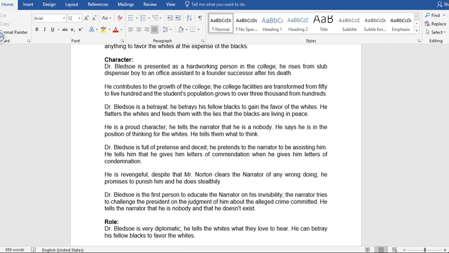Dr. Bledsoe is a betrayer. He betrays his fellow blacks to gain the favor of the whites. He flatters the whites and feeds them with the lies that the blacks are living in peace. Now, if you say that a character is so, you have to cite examples from the text. For example, here it is said that Dr. Bledsoe is a betrayer, and we cite instances.